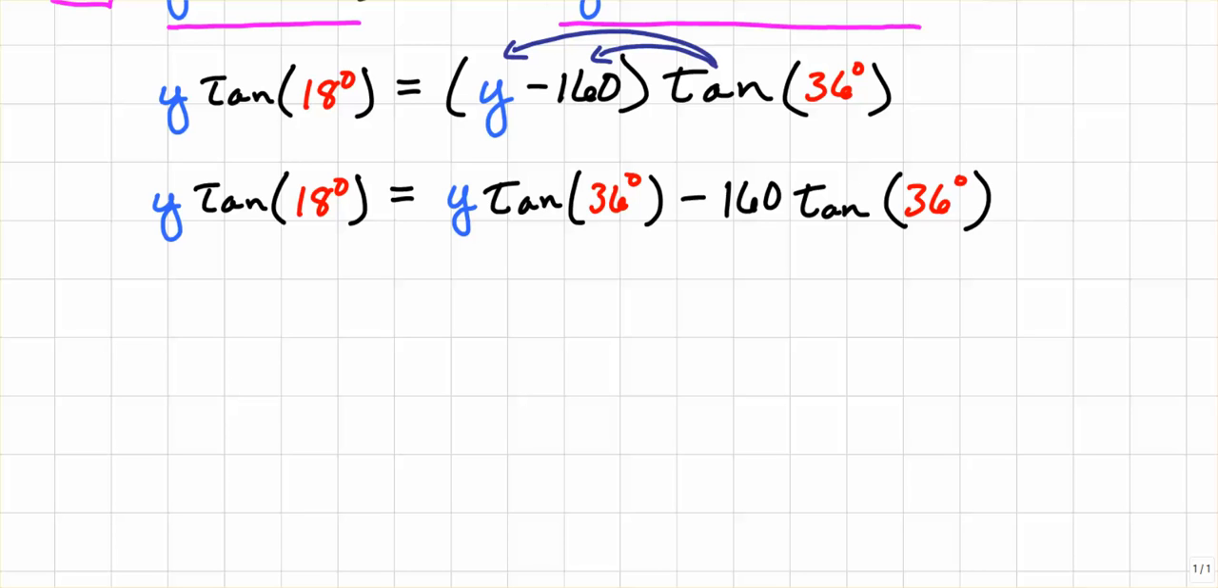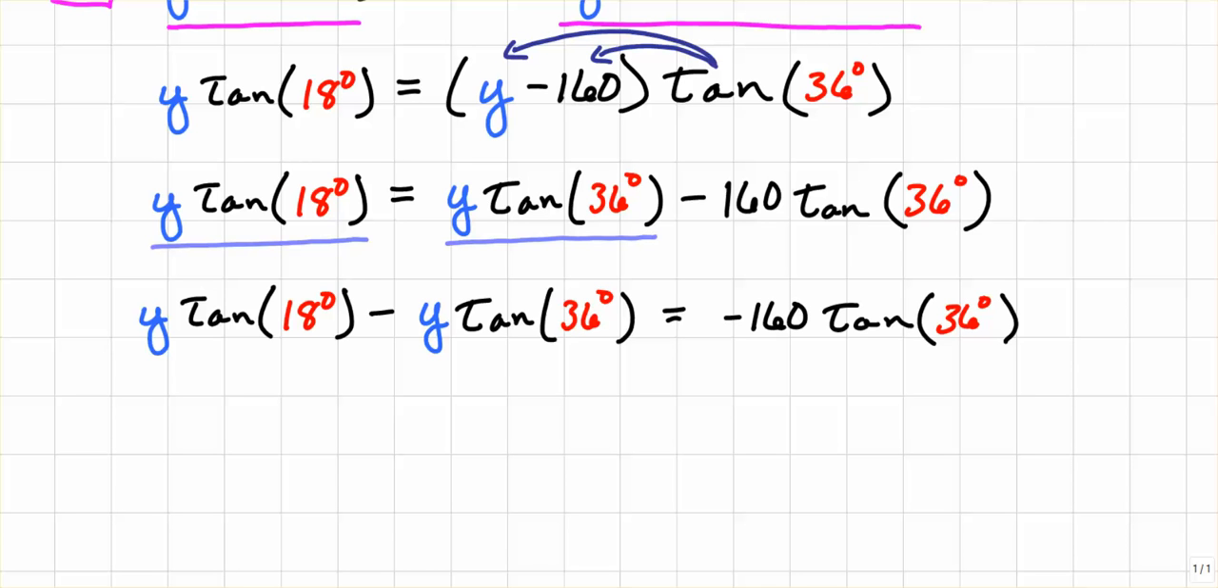And when I mean like terms, we're talking about this term right here and this term right here. So I will need to subtract the y tangent 36 degrees from both sides, and I end up with the following. So y times the tangent of 18 degrees minus y times the tangent of 36 degrees equals negative 160 times the tangent of 36 degrees.